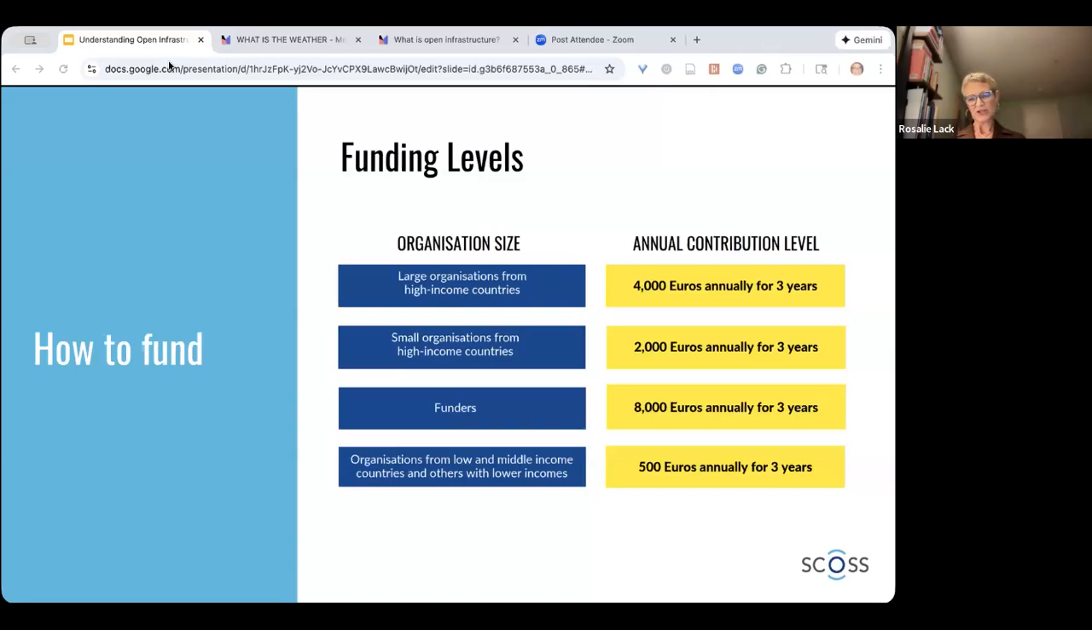So it's not exorbitant amounts of money. But again, these are just levels that SCOSS recommends. Each infrastructure is somewhere within this order, some more, maybe some even less. You'd work directly with the infrastructures, but this just gives you an idea of the funding level. The point being is that we're a part of a community, and if everyone just gives a small amount, then the support will be there overall for these infrastructures.